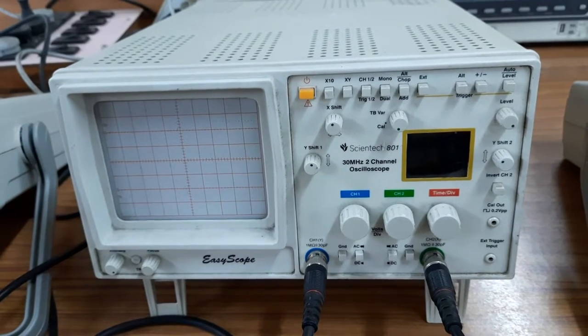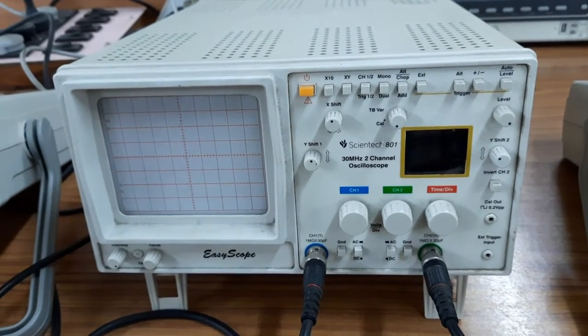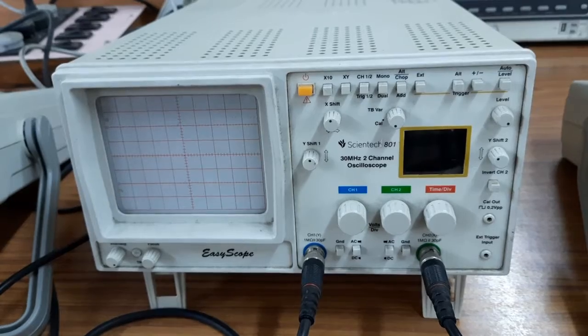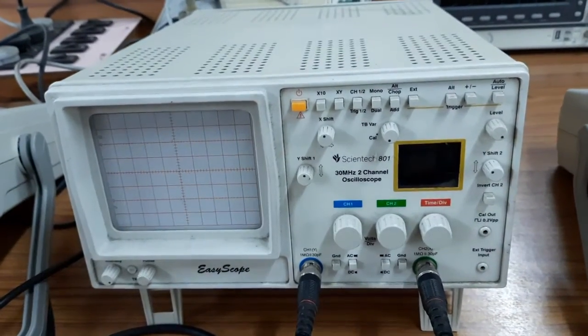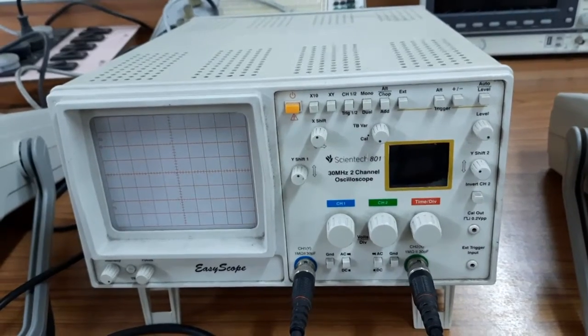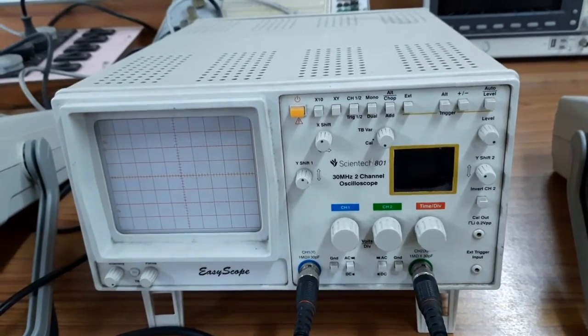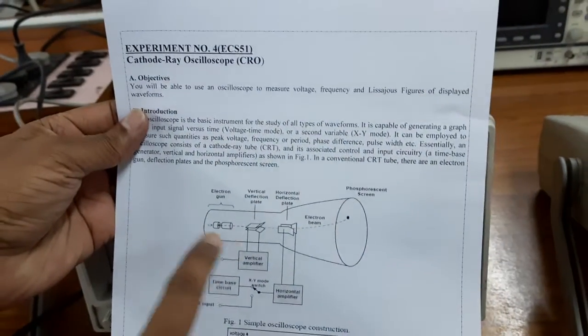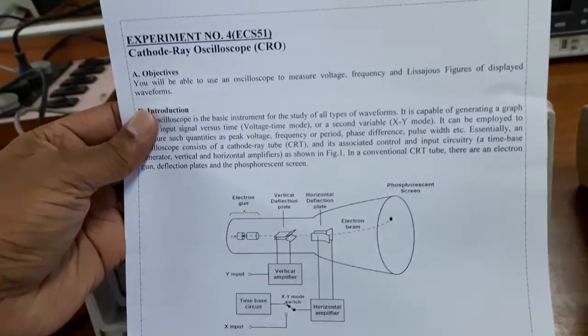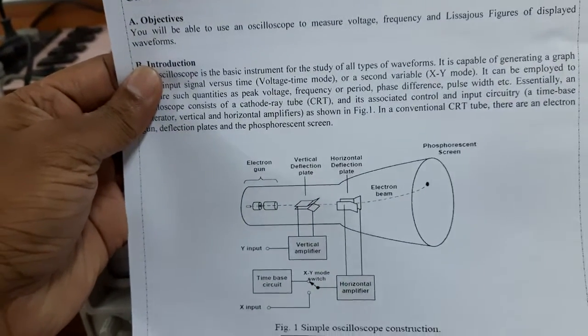Hello student, today we are going to perform an experiment on the CRO, that is, cathode ray oscilloscope. A cathode ray oscilloscope is an instrument which converts an electrical signal to a visual signal. We can visualize an electrical signal on the screen. The heart of this instrument is a CRT, that is, cathode ray tube. It is the same as the picture tube of an ancient TV.